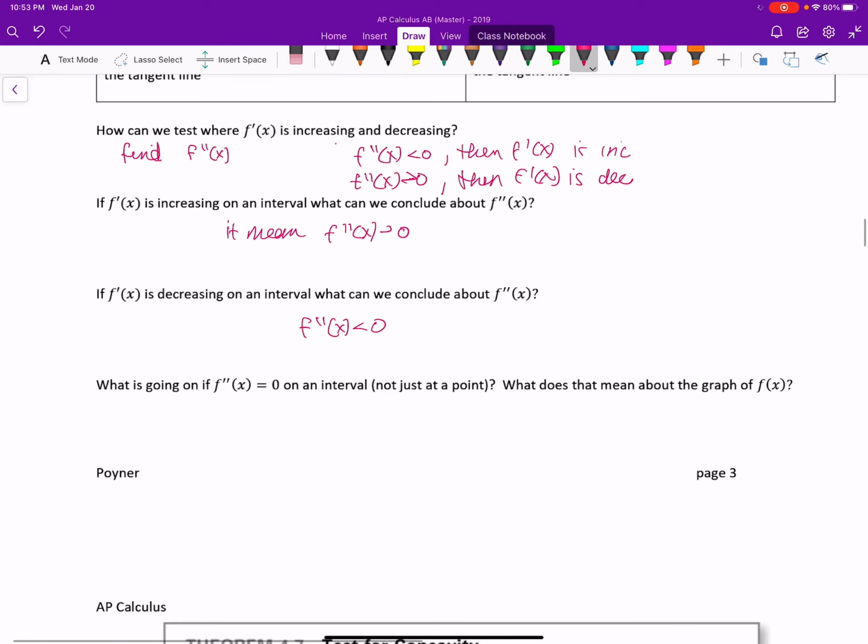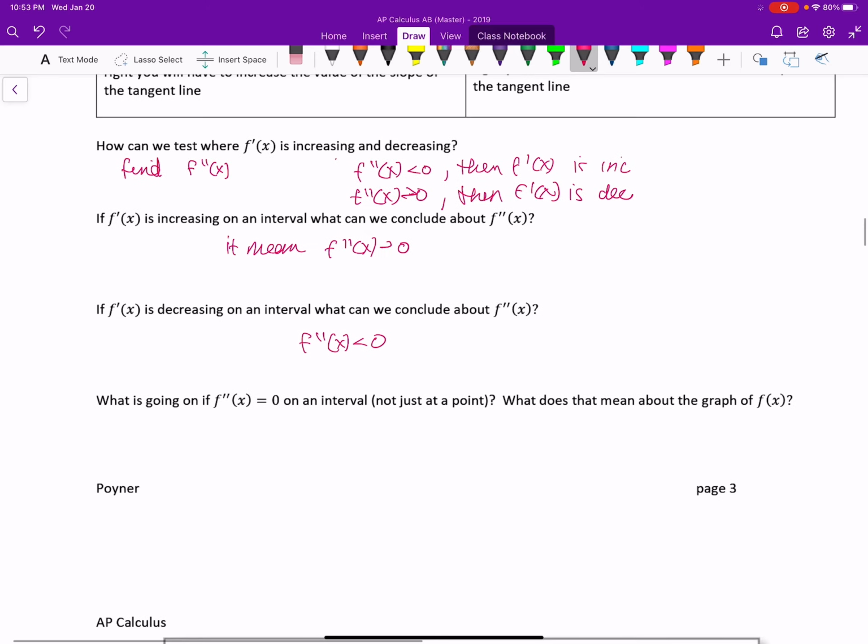So what is going on if f prime of x is equal to 0 on the interval? Not just at a point, but on an entire interval instead. What does that mean about the graph? So that means f prime of x is neither increasing or decreasing. So if a function is neither increasing or decreasing, f prime of x is a constant function.